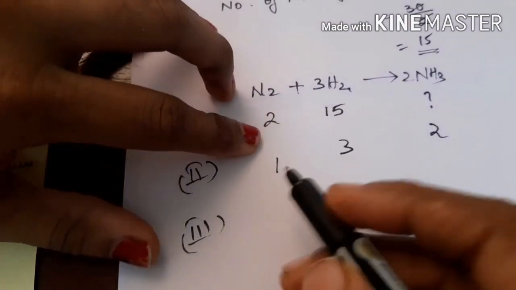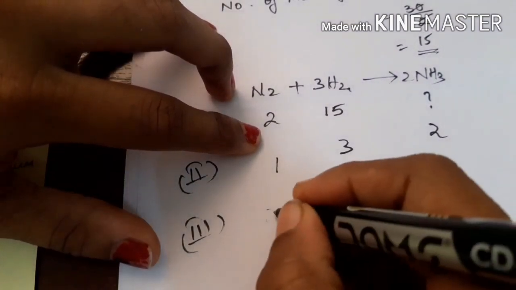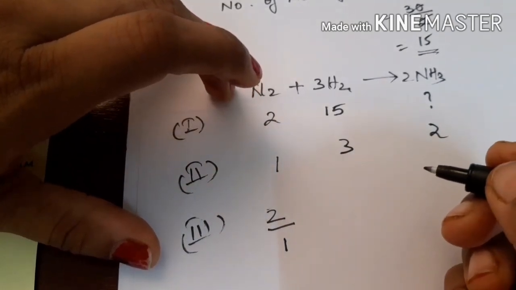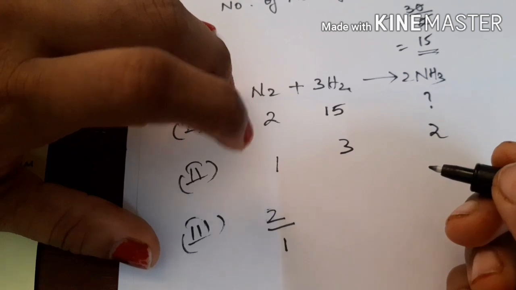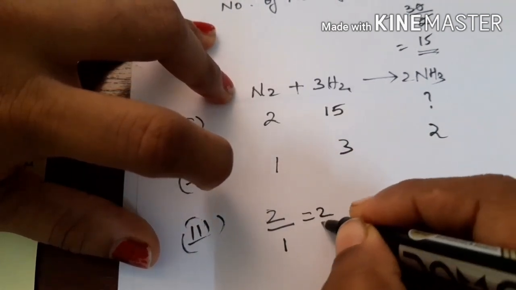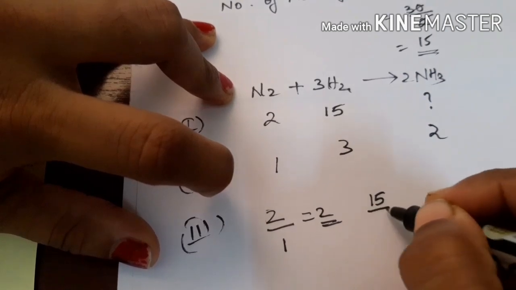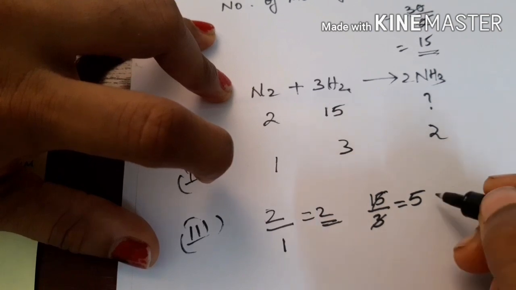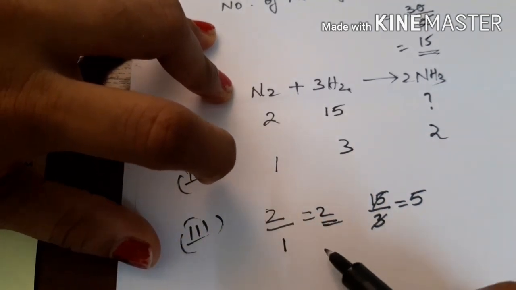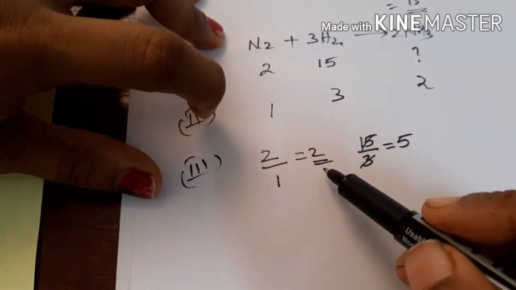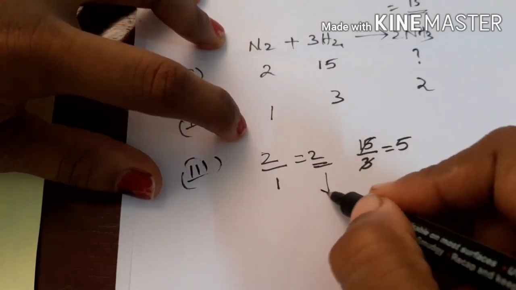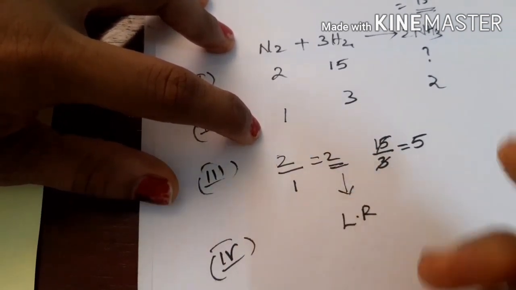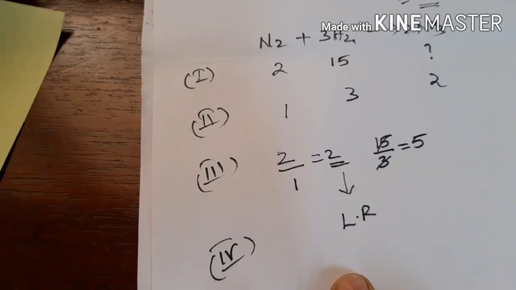Here 2 by 1. That means the number of moles of nitrogen is 2 and its stoichiometric coefficient is 1. We get 2. And again for hydrogen, 15 by 3, we get 5. If you observe these two, what is the limiting reagent? Fewer moles of nitrogen are consumed, so here nitrogen is the limiting reagent. That means the fourth step we have already completed.